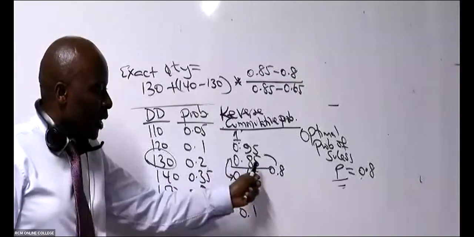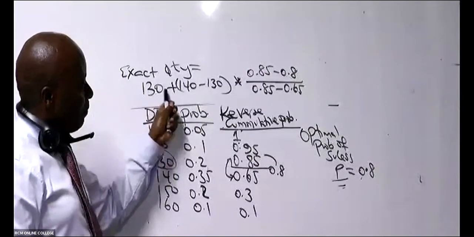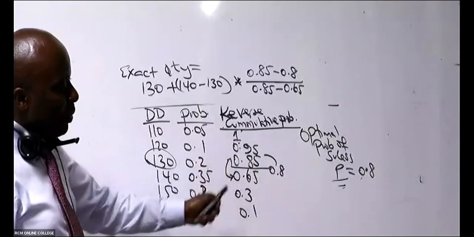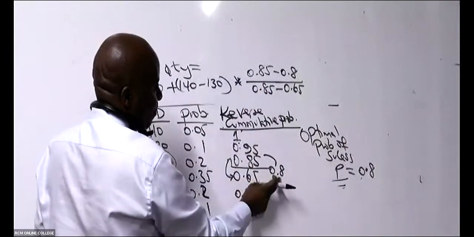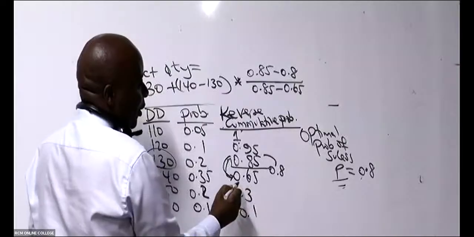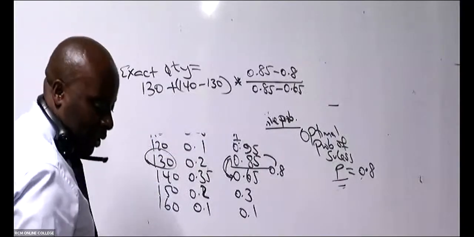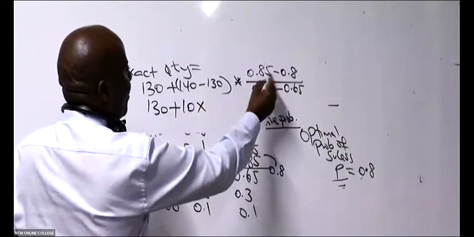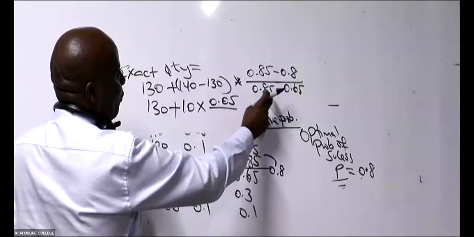Because you see 0.8 is in between the two. So you take the two numbers. So 130 is the smaller one plus the difference between the two. And then I will use these cumulative probabilities here, where the numerator, you take this 0.85 minus 0.8, over, this is the denominator, 0.85 minus 0.65. So then we move slowly. This one will be 130 plus, this is 10, times this minus this gives me 0.05, all over 0.85 minus 0.65.